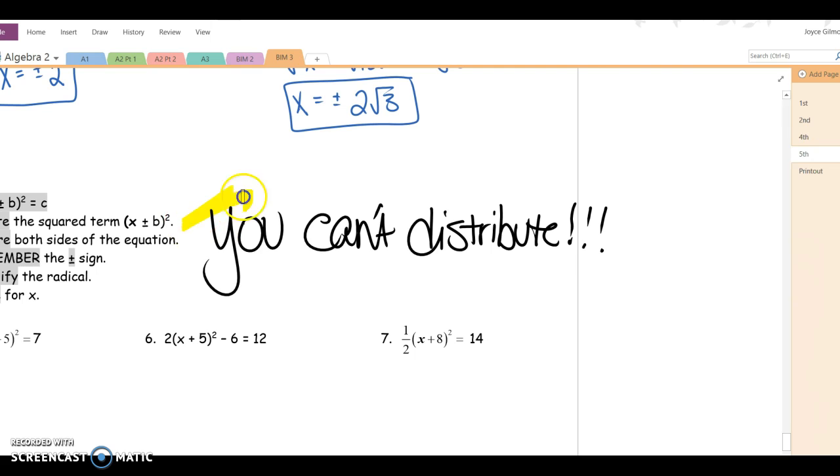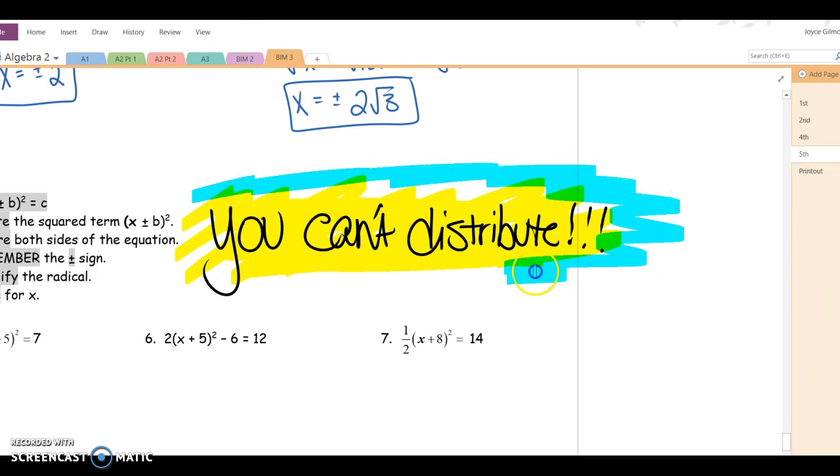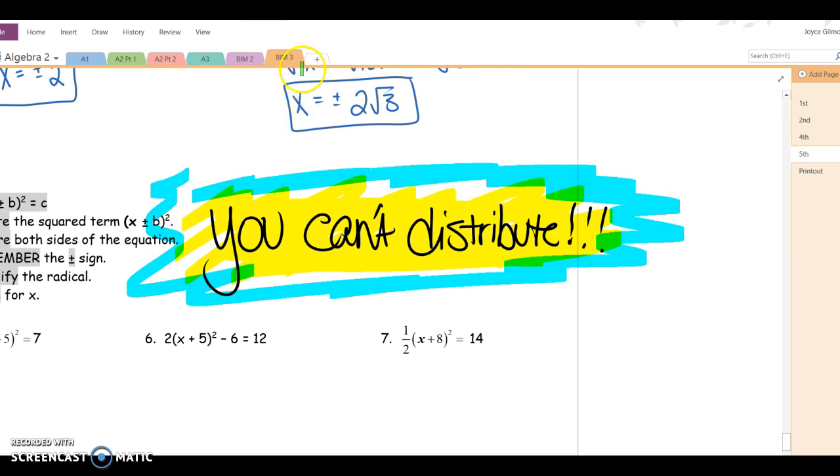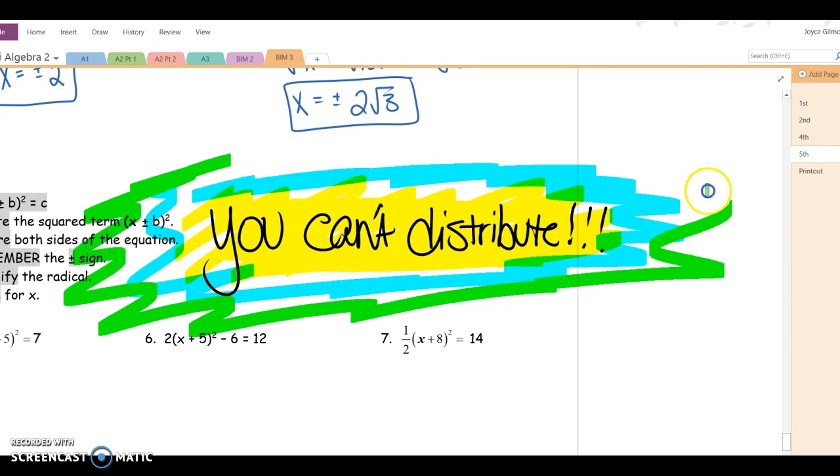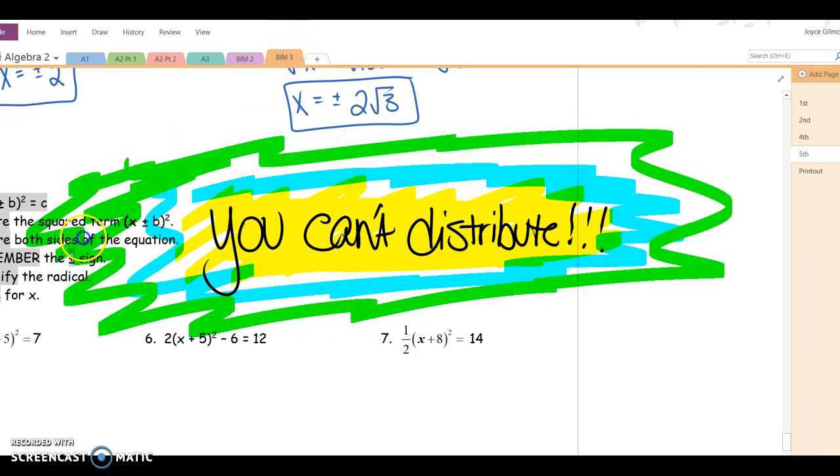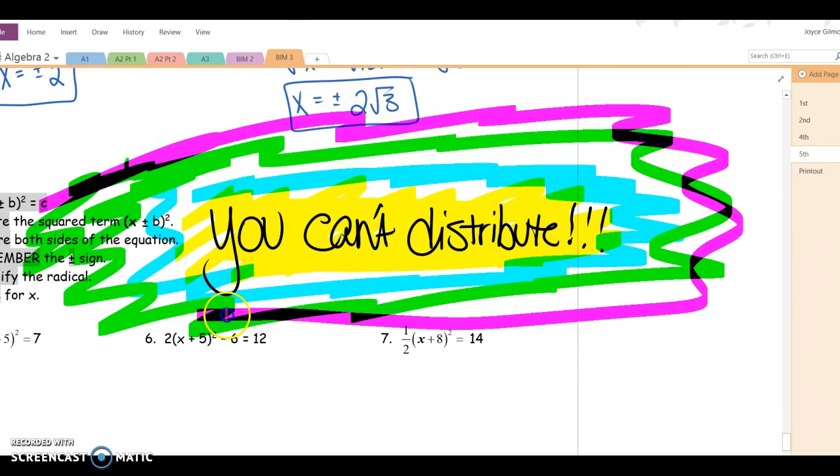Okay, let me be super ridiculous. And am I making my point here? Oops, I need pink. Hey, by the way, you can't distribute. Did y'all get that? You can't distribute. You can't distribute. You can't distribute.